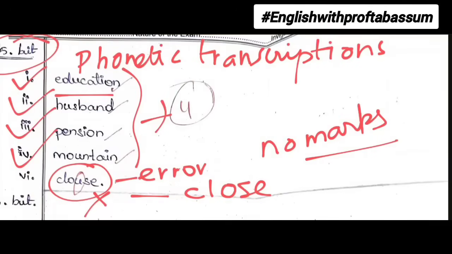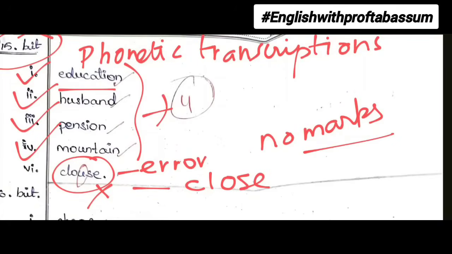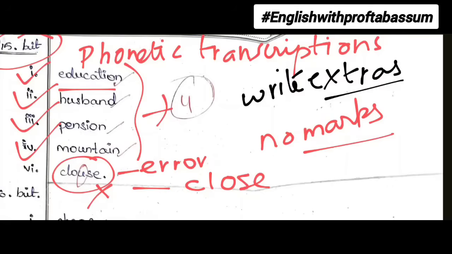Sometimes after writing the answers, you still get doubt. So in such a case, it's always better that you write extra answers. So even if your one or two answers are wrong, for the other extras, you can still get marks.